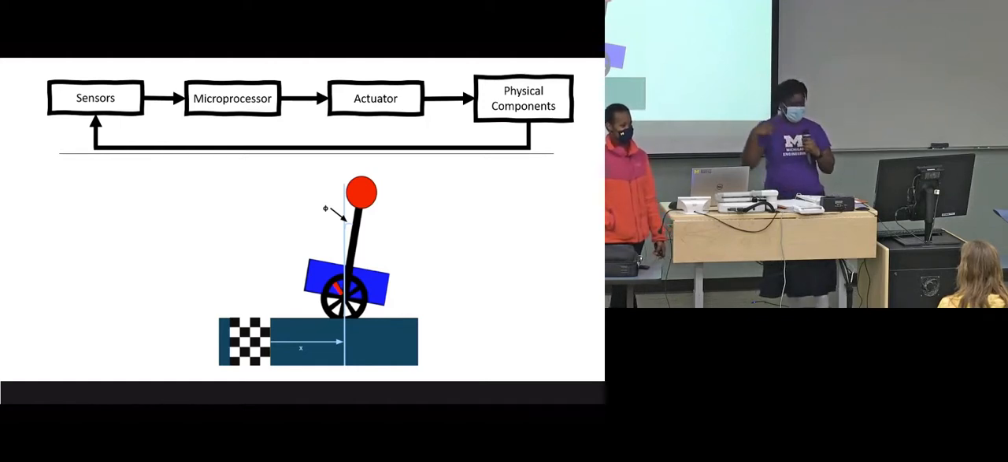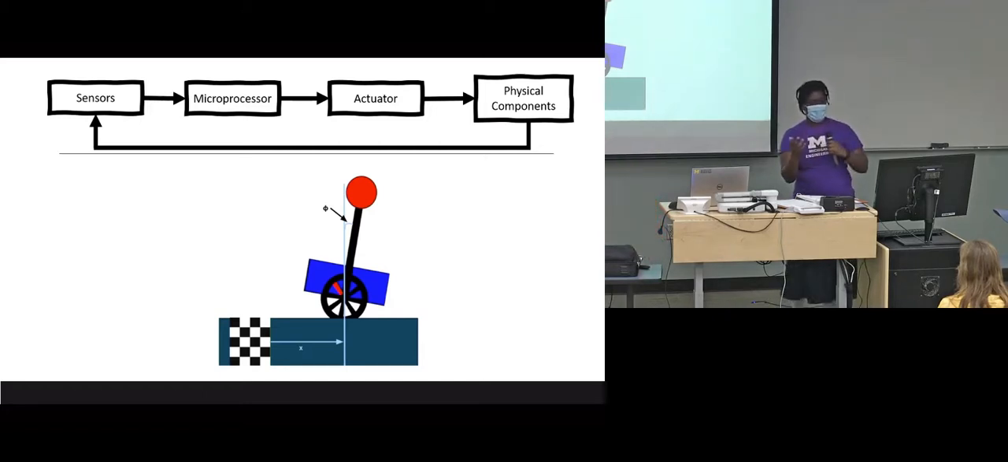And then the motor turns the wheels of the Segway, which influences the physical components of the system, including the tilt of the Segway itself. And of course, the angle difference is going to be picked up by the sensors, and that whole loop loops all over again. And you go all the way through that process until you get to your goal state.